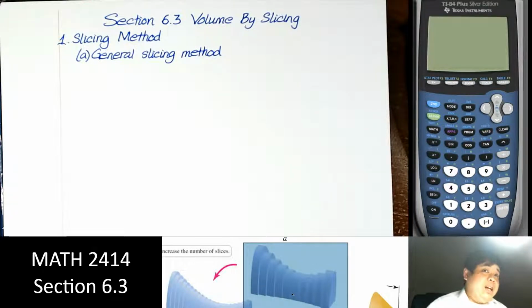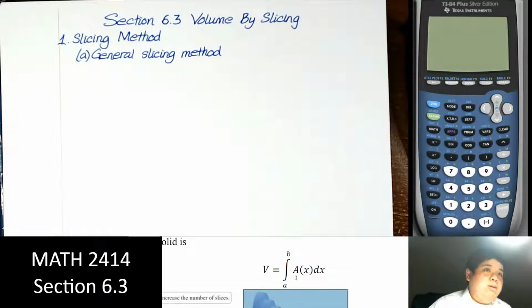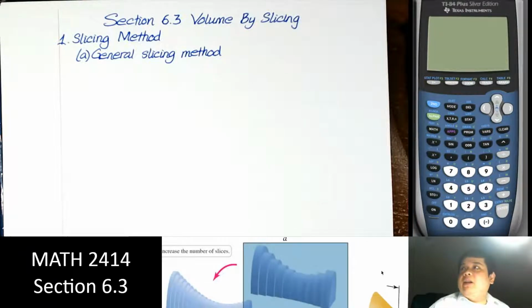So we're going to have dx or dy, kind of like what we did in the previous section. And then once we have the width of one slice, we have to find the cross-sectional area, right? And with that, we have the formula: the width times the cross-sectional area.